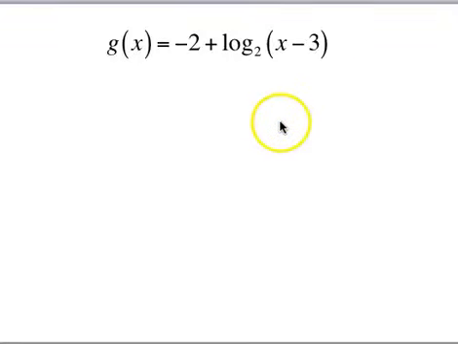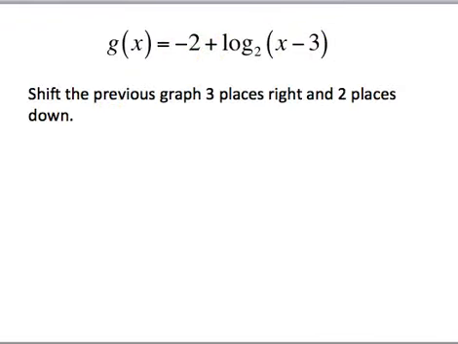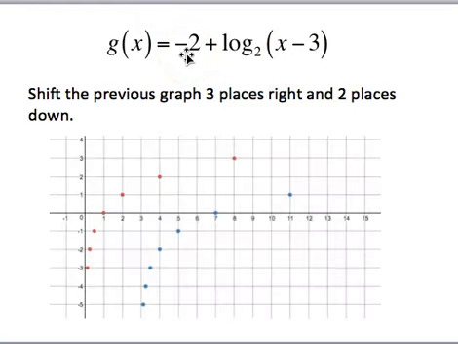How would this be different? We're going to have a shift. The x minus 3 tells us to shift. The negative 2 tells us to shift. So of course, 3 places to the right for f of x minus 3, 2 places down to add negative 2. So this was our previous graph.